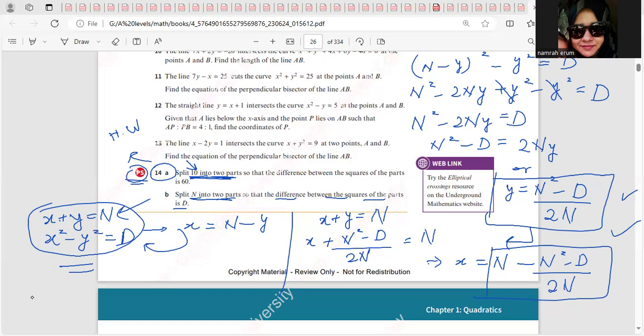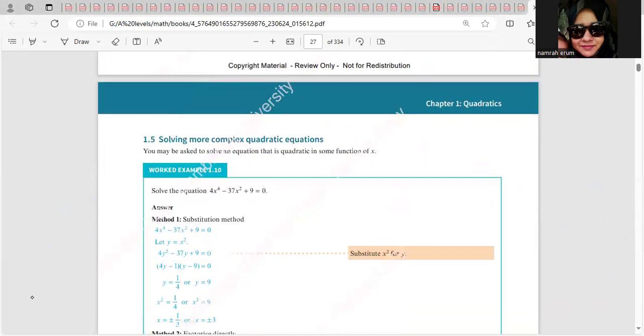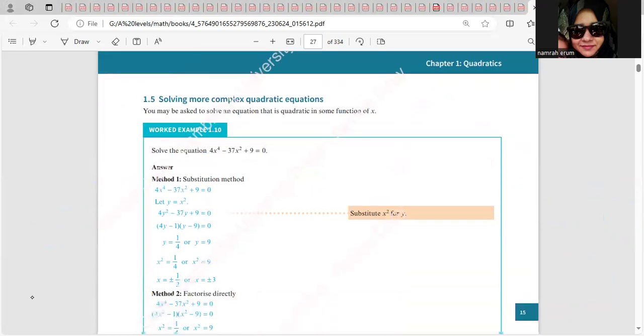Okay. Moving to the next topic. This is solving more complex quadratic equations. Here, you will be finding equations where the highest power of x is not 2, but more than 2. What you have to do is the substitution of your highest power of x.